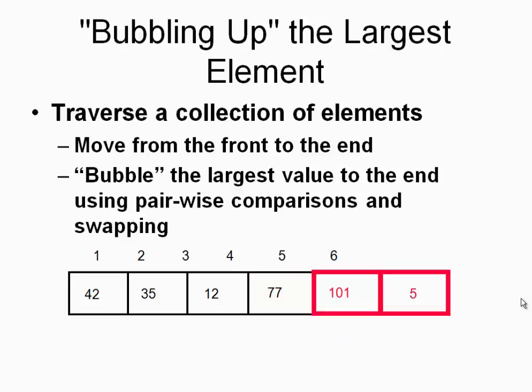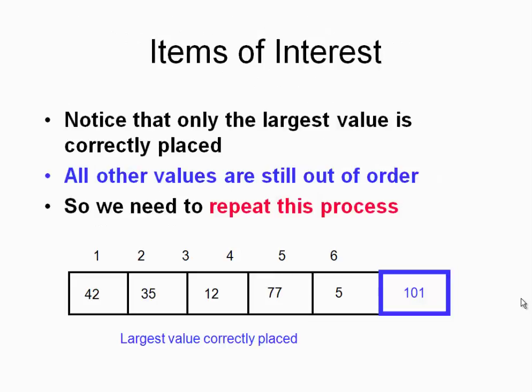Now 101 and 5 are compared. 5 is smaller than 101, so a swap will take place. Now at the end the 101 will be placed last, which is its correct position. Notice that only the largest value is correctly placed. All other values are still out of order, so we need to repeat this process.